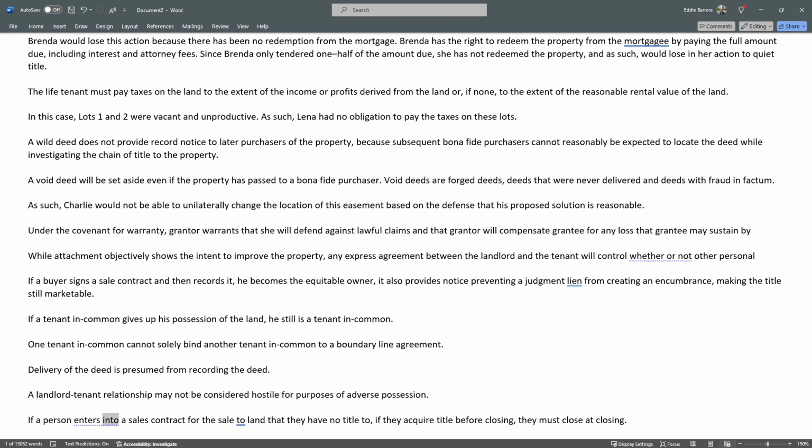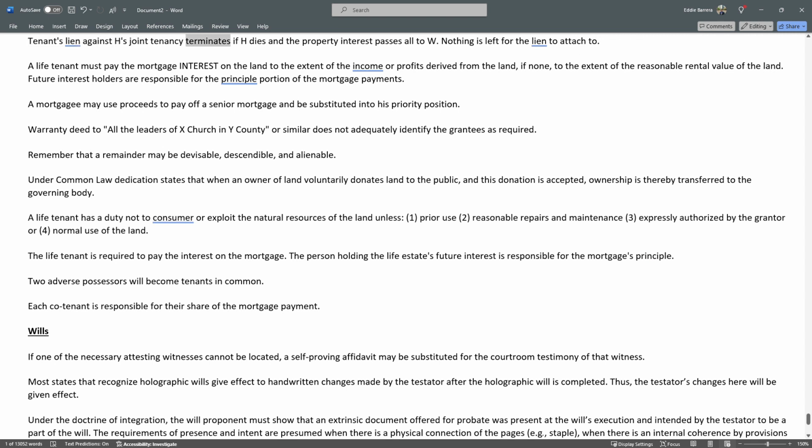If a person enters into a sales contract for the sale of land that they have no title to, if they acquire title before closing, they must close at closing. Tenant's lien against H's joint tenancy terminates if H dies and the property interest passes all to W. Nothing is left for the lien to attach to.